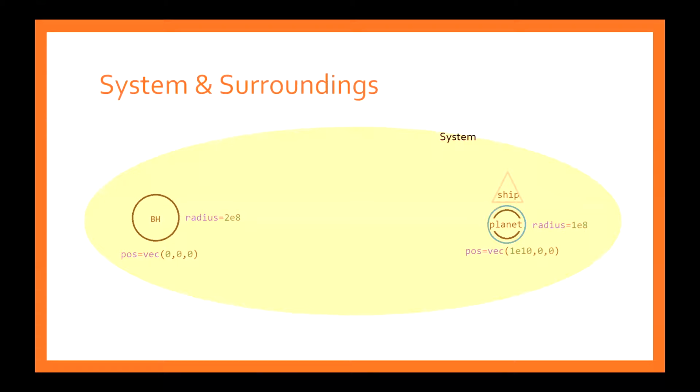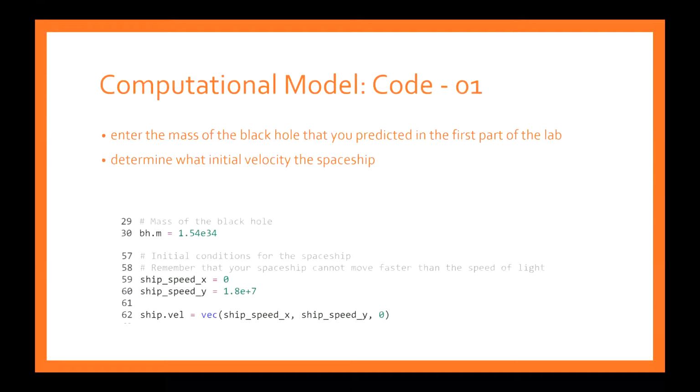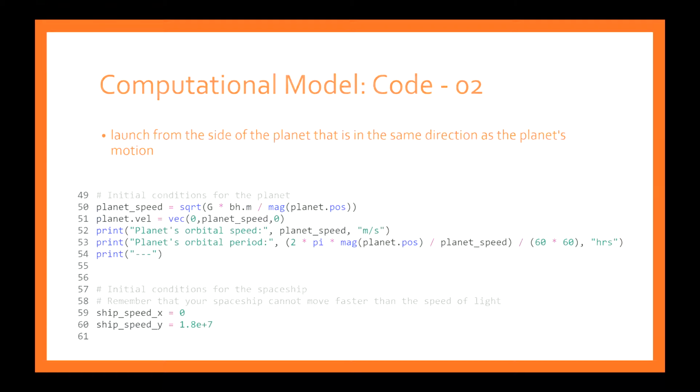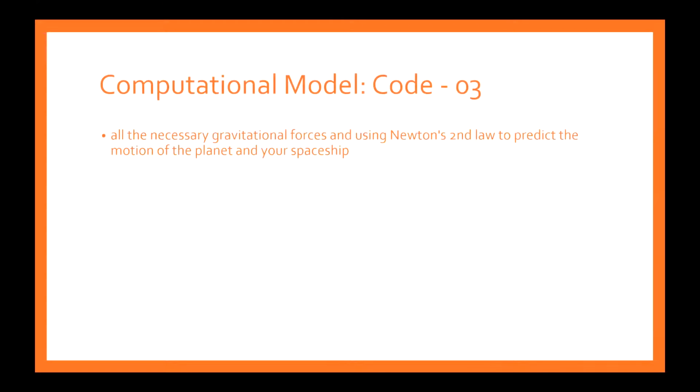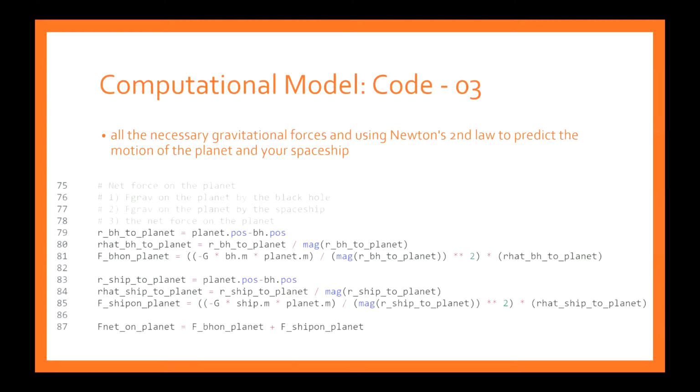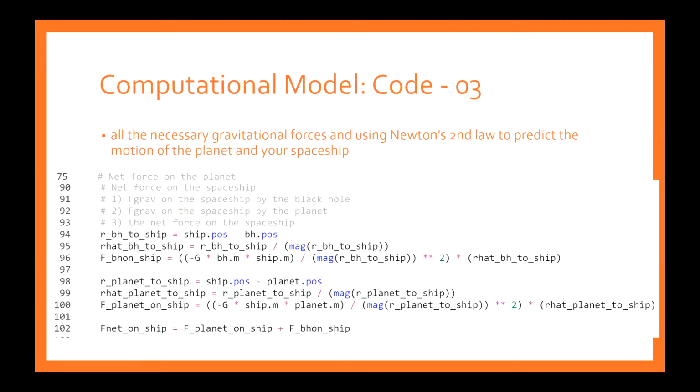Here's the systems and surroundings: black hole, planet, and ship. Those three are in the system, and there are no such surroundings around them, and no experiment again. The mass is the result from part 1, and all the other codes are already given, so I will go through these slides faster.